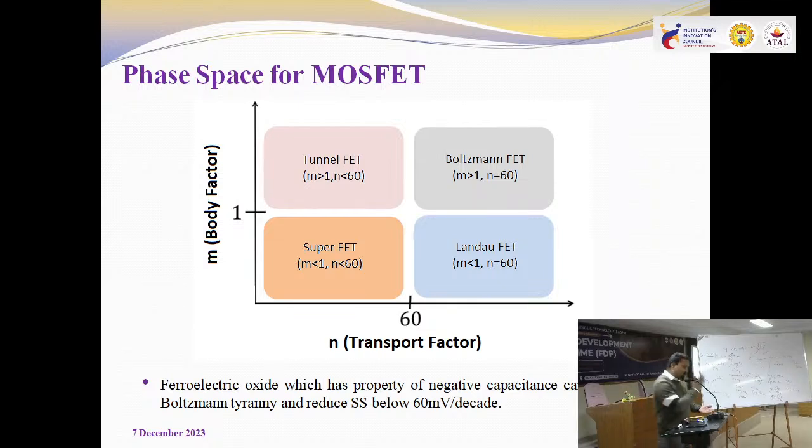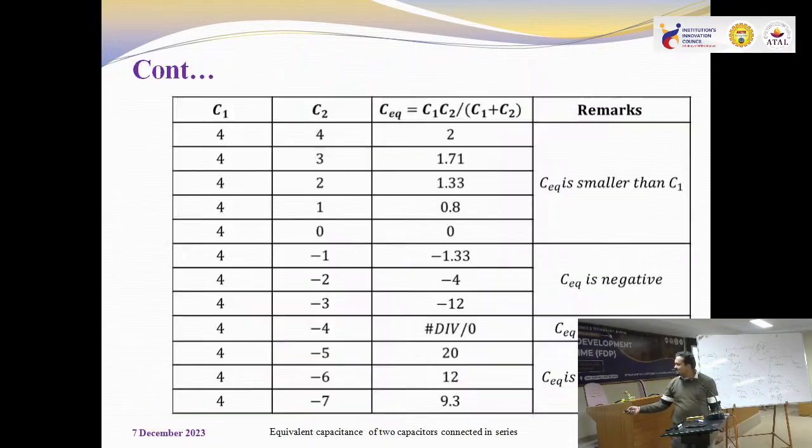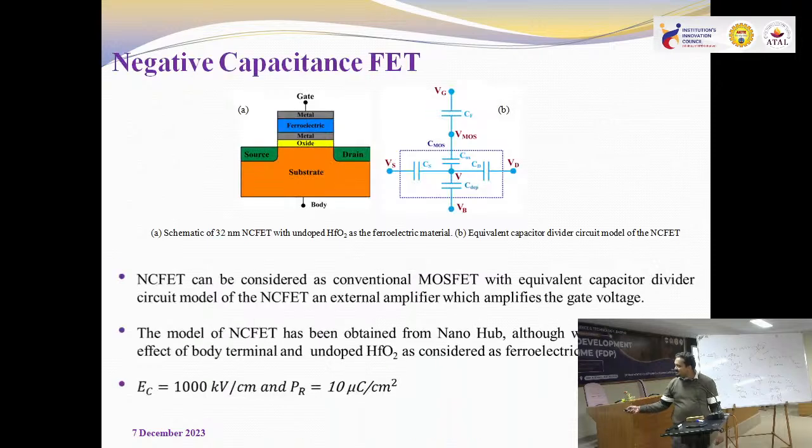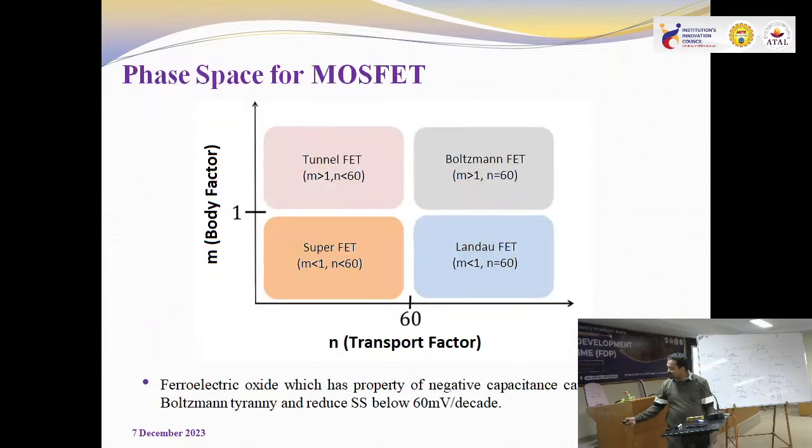Super FET means I am altering both the transport factor and the body factor. Suppose in this only, I'll just show, instead of having a MOSFET, I have here a TFET. So in a TFET, transport is changed and body factor is already changed. So both body and transport factors are changed. This comes under the super FET category, where both transport factor and body factor are changed. So here the subthreshold swing will be very low.